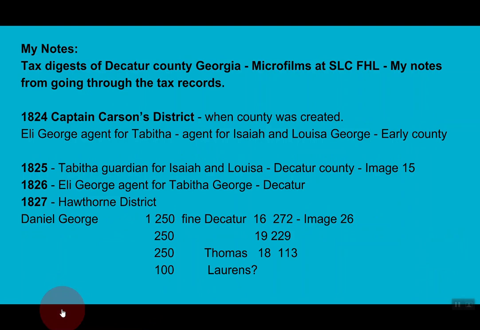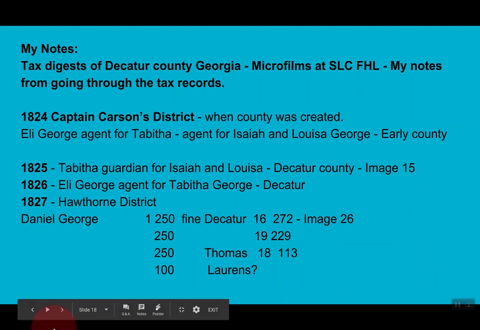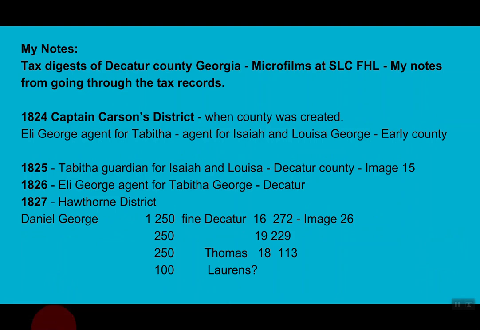And also, as I mentioned, to be on the tax records, a male would usually be around 21 years of age to have to pay an individual or a poll tax. So I wanted to show you an example of the notes that I took when I was doing this research on my ancestor, Fernie George.